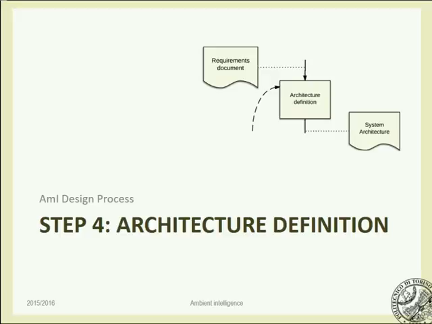So if you remember, last time we described the requirements document. So a document where we collected all the things that the system should do, the functional requirements, and all the constraints that we have for implementing those functional requirements, and we call them non-functional or in some case domain requirements. So we have the list of what should be done.